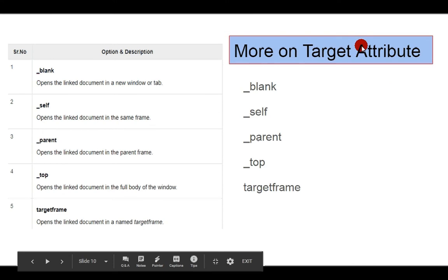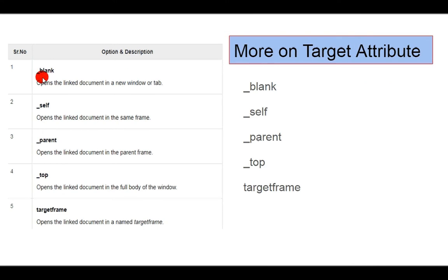Okay, so more on the target. When you write the attribute as _blank, it opens the document in a new window. If you specify it as _self, then it opens the linked document in the same frame, which you saw in the previous option. If you specify it as _parent, it opens the linked document in the parent frame. If you want it to be opened in the parent frame, then use this. If you specify _top, then it will open in the top of the window.